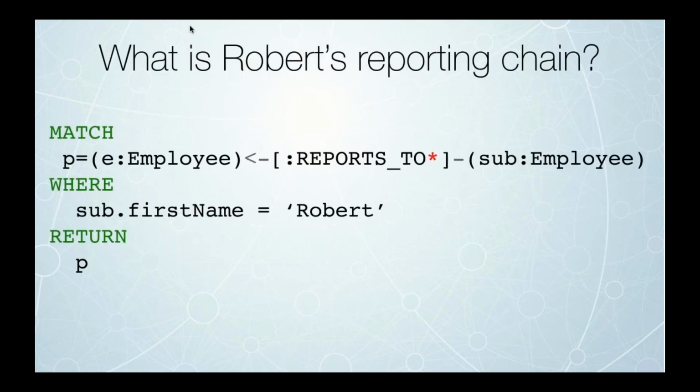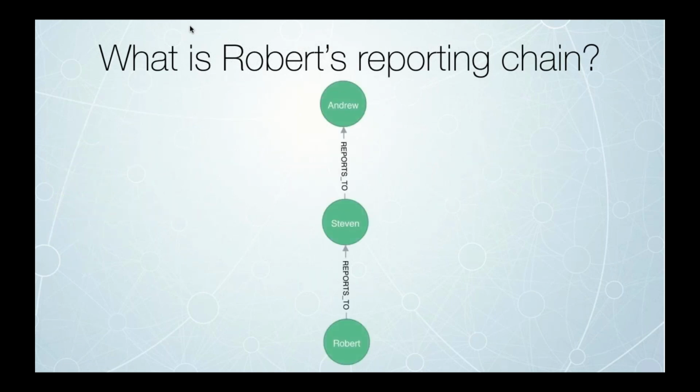Now let's say you want to look at a reporting chain infinitely levels deep. You can do that as well with that asterisk here in the reports to relationship. So in this case, we're trying to find the path where a subordinate reports to an employee. The subordinate's name is Robert, and we want all of the reporting relationships that exist in the data. So that would give us something like this. Robert reports to Stephen, and then Stephen reports to Andrew.